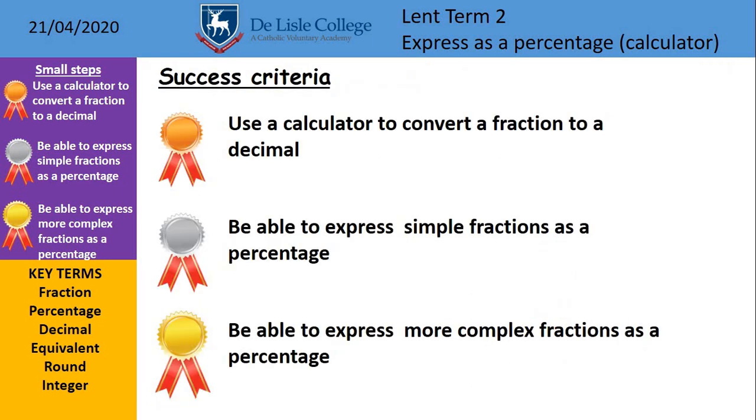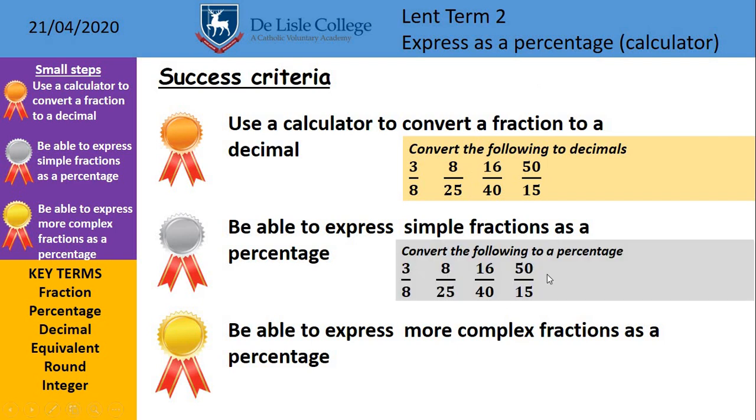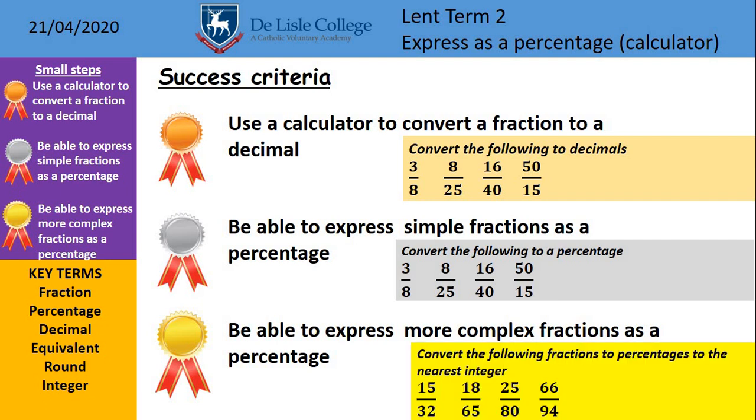Have we fulfilled our success criteria? So can we convert using our calculator a fraction to a decimal? Hopefully you can by using the fraction key and pressing the S to D, or typing the numerator divided by the denominator and equals. You could practice again with these. Can we express simple fractions as percentages? Yes, so from here we need to multiply by 100, so now you could times by 100 to get these as percentages. Can we express more complex fractions? So hopefully we could literally do any by using our calculator, using the fraction key and multiplying by 100.